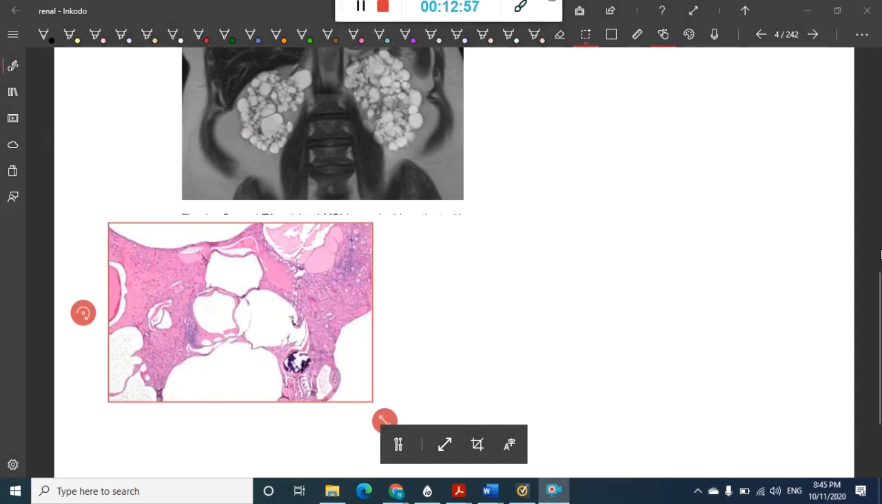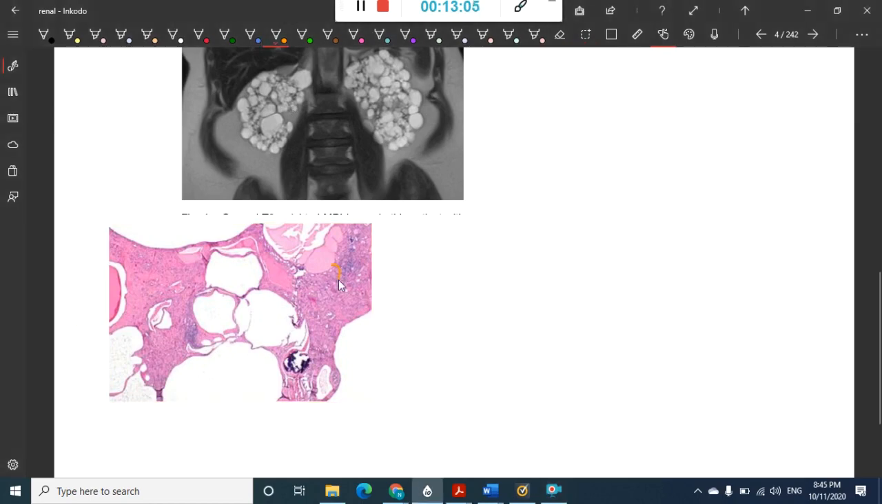So this is about polycystic kidney disease. And if you see the intervening tissue, these are the cysts. The tissue between the cysts is completely normal. So these are the cysts which you see in polycystic kidney disease. Okay, so this is about polycystic kidney disease.